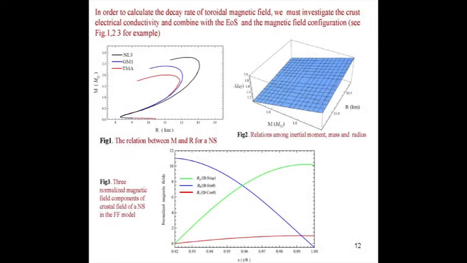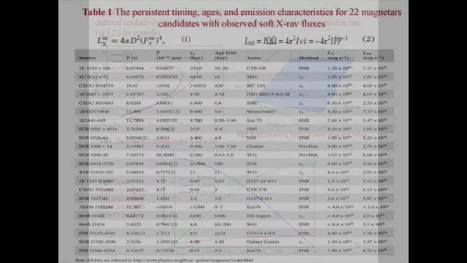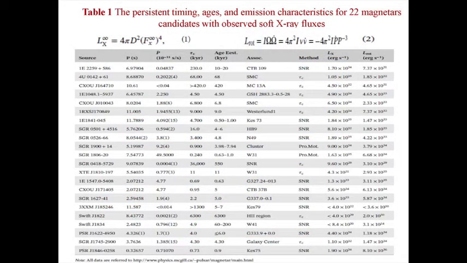In order to calculate the decay rate of the toroidal magnetic field, we must investigate the crust electrical conductivity and combine it with the EOS and the magnetic field configuration. The bottom diagram denotes the three normalized magnetic field components of the crustal field of a neutron star in the FF model. In this table, we list the persistent timing, ages, and emission characteristics for 22 magnetar candidates, with observed soft X-ray flux from the McGill magnetar website.